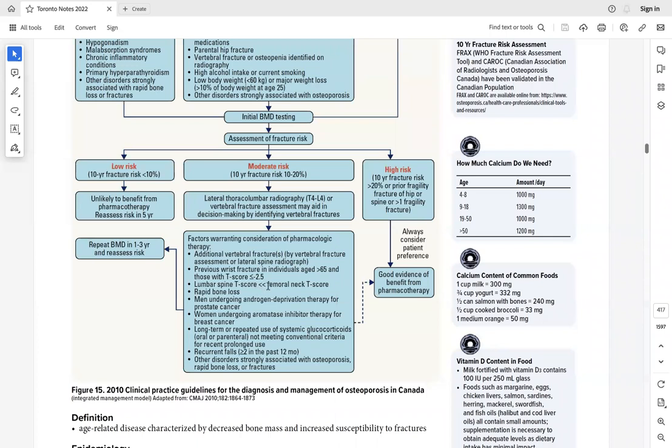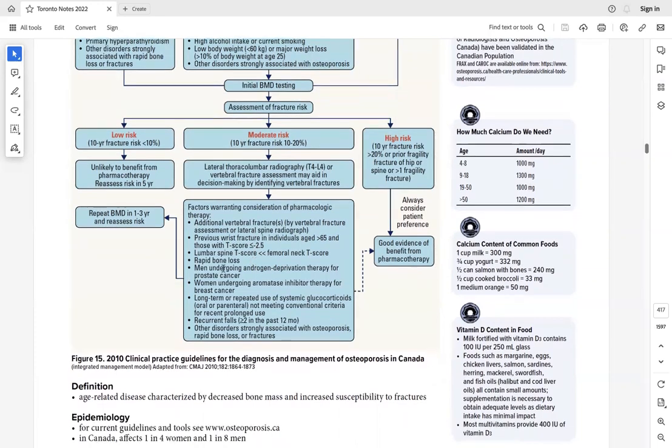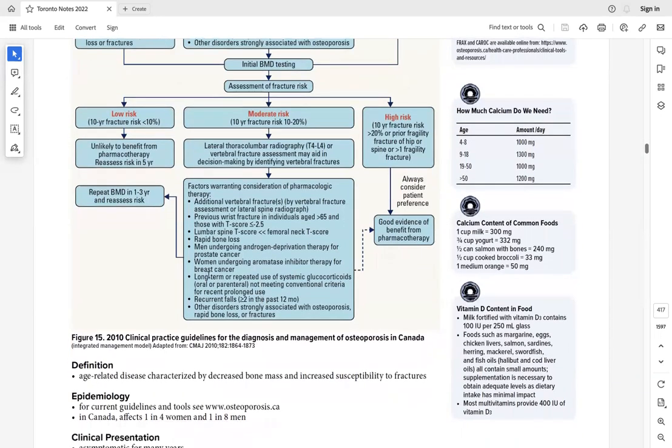Assessing on that, we will check the T-score. If the T-score is less than or equal to minus 2.5, the patient is more than 65 years, has additional vertebral fractures on the lumbar radiography, or has rapid bone loss. Men may be on androgen deprivation therapy for prostate cancer. Women may have breast cancer and be undergoing aromatase inhibitor therapy. So with any one of these conditions, or long-term use of steroids. Look, steroids are very important.